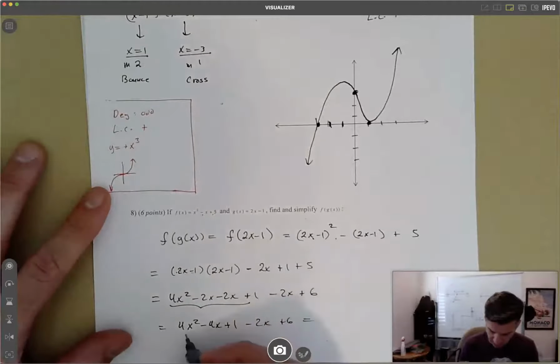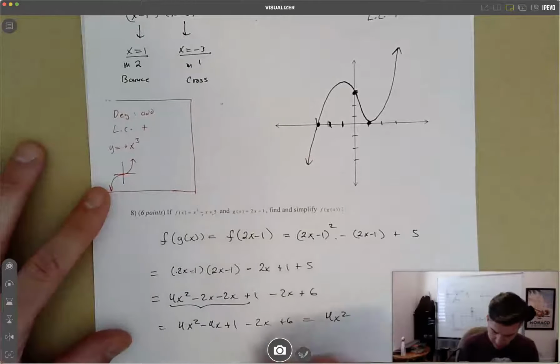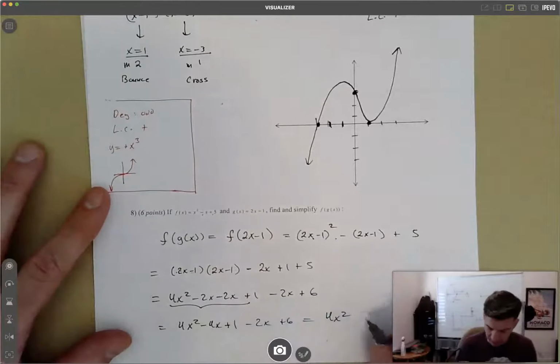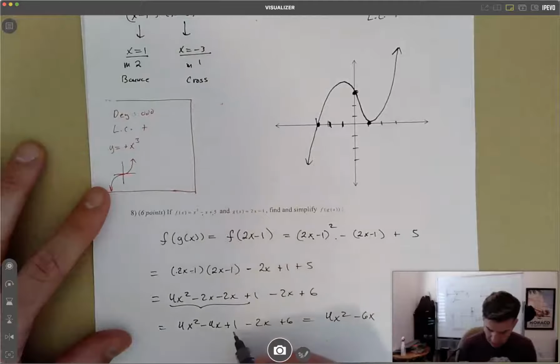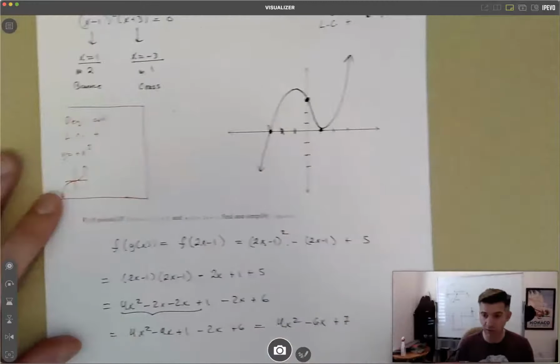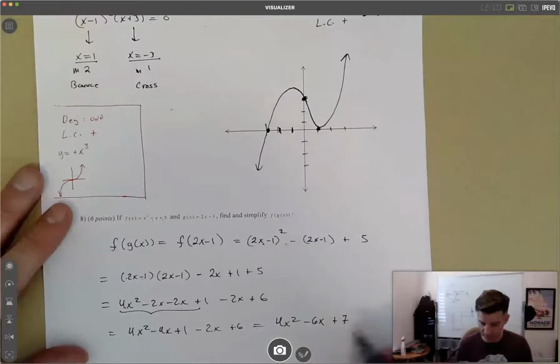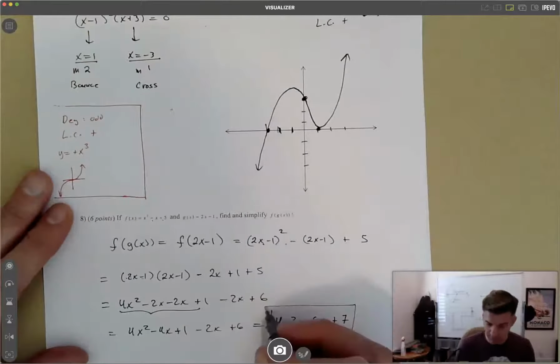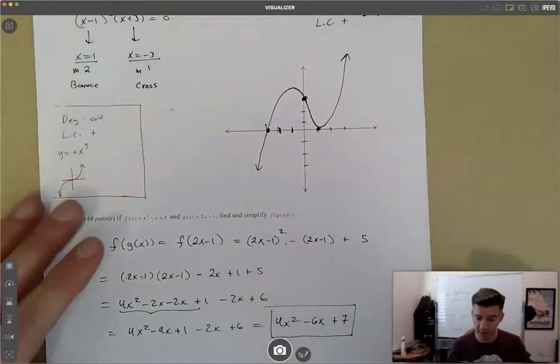So we simplify, we get 4x squared. The minus 4x and the minus 2x becomes a minus 6x, and the 1 plus 6 becomes 7. If this factors, which I don't know if it does, there's no need to factor it. This is considered fully simplified. Don't bother trying to factor that if you're trying to simplify it.